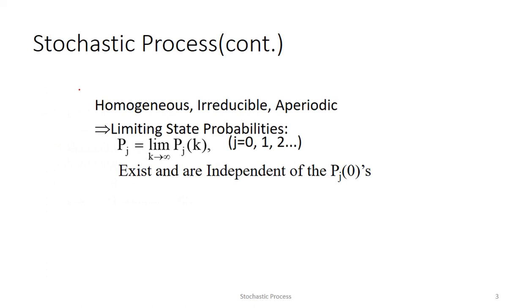This is some definition: homogeneous, irreducible, aperiodic. How can we say that a given chain is homogeneous or irreducible? Aperiodic means limiting state probabilities: probability of j equals the limit as k tends to infinity of the probability of j exists and is independent of the initial probability. We can see some examples also.